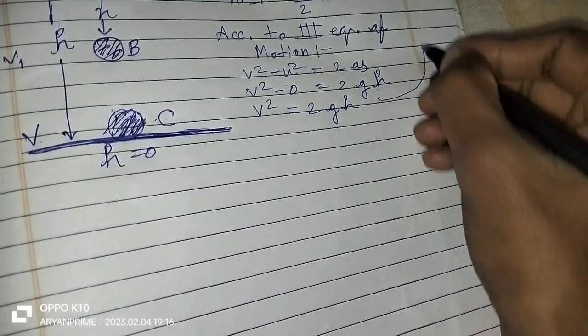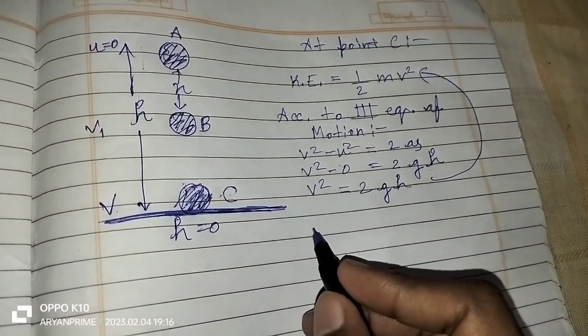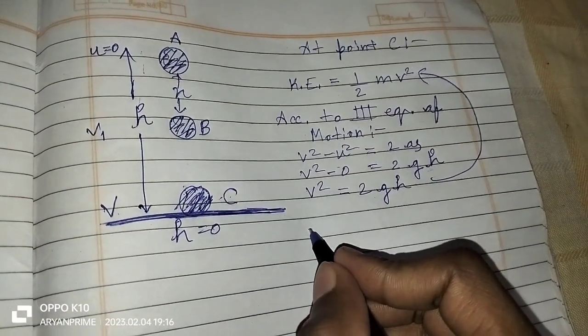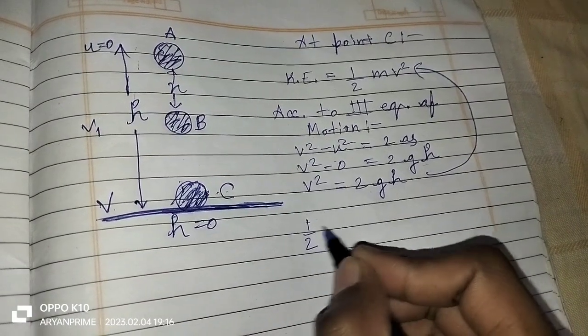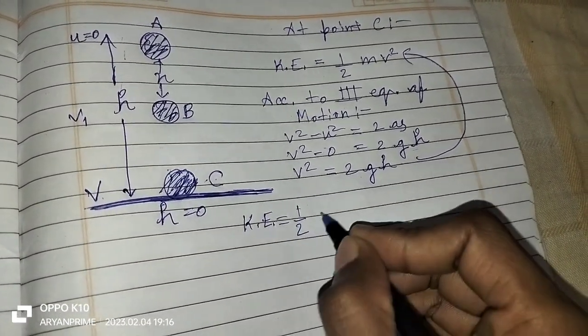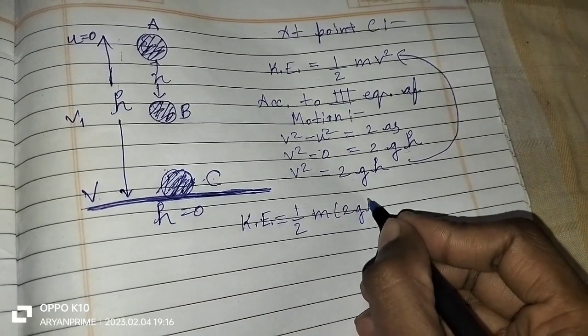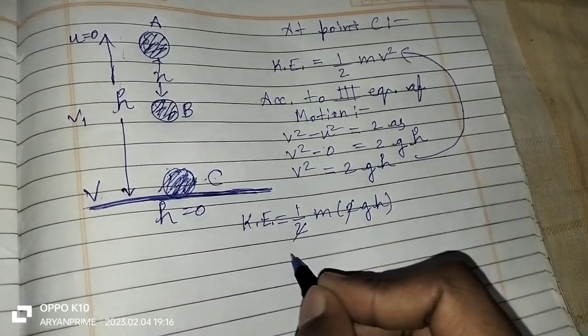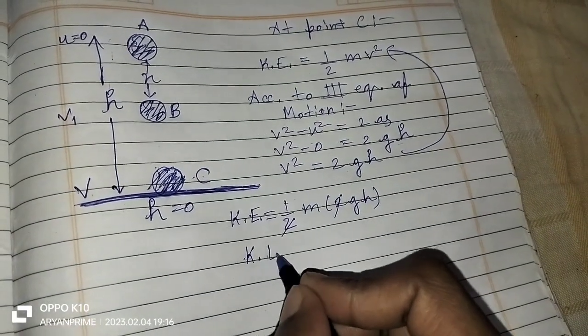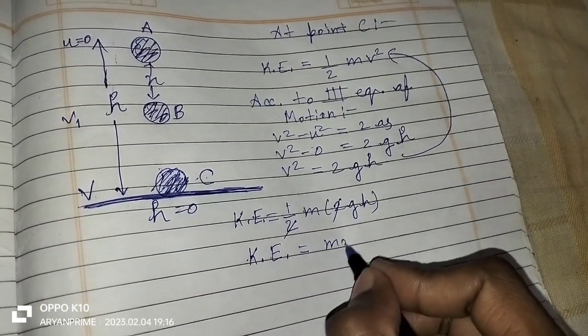So now we put this value of v square into the kinetic energy. So kinetic energy equals 1 by 2 m times 2gh. So 2 will be cancelled, and we write here kinetic energy equals mgh.